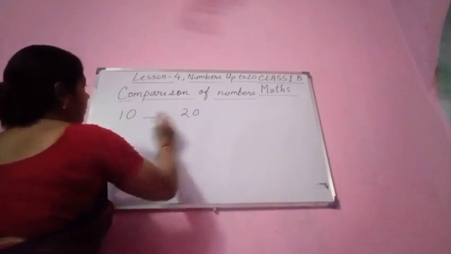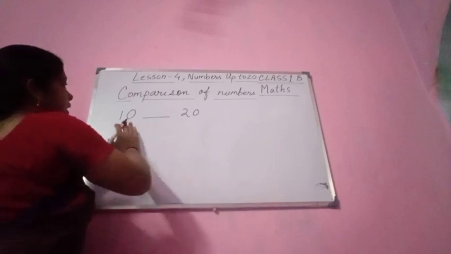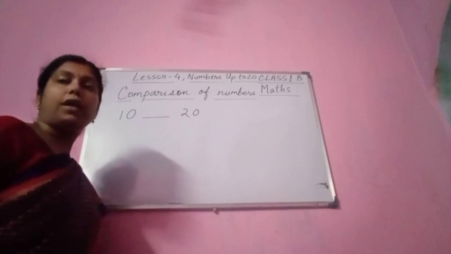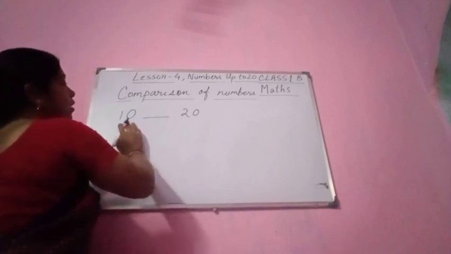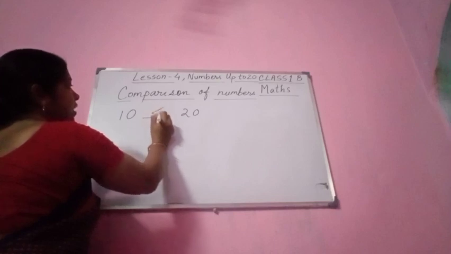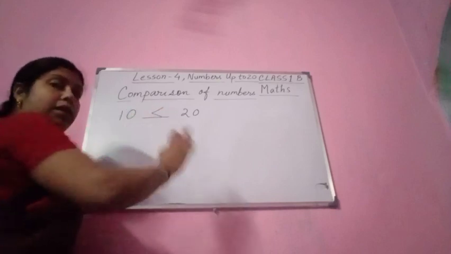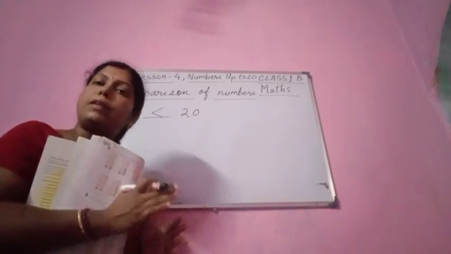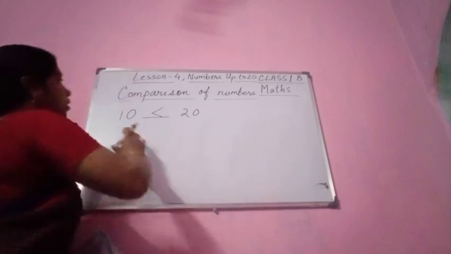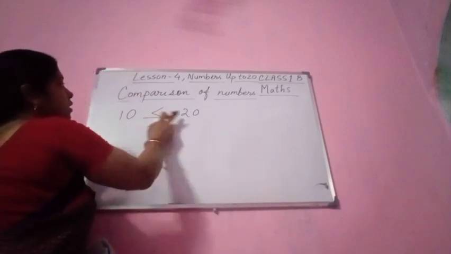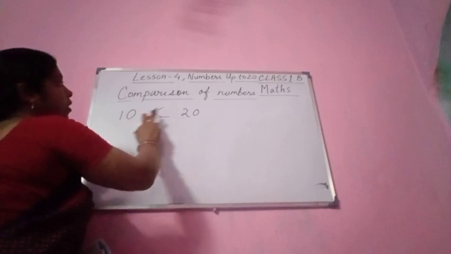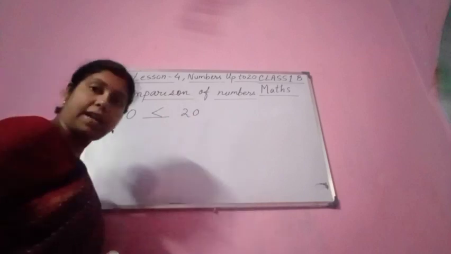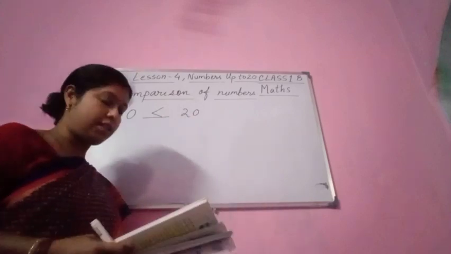We compare the first number, isn't it? So you see here, 10 is smaller or 20 is smaller. So 10 is smaller than 20, isn't it? Whenever we do comparison, we always compare the first number with the second number. So you see here, this sign shows 10 is smaller than 20. You can say it in other way also: 20 is bigger than 10 or 20 is larger than 10.